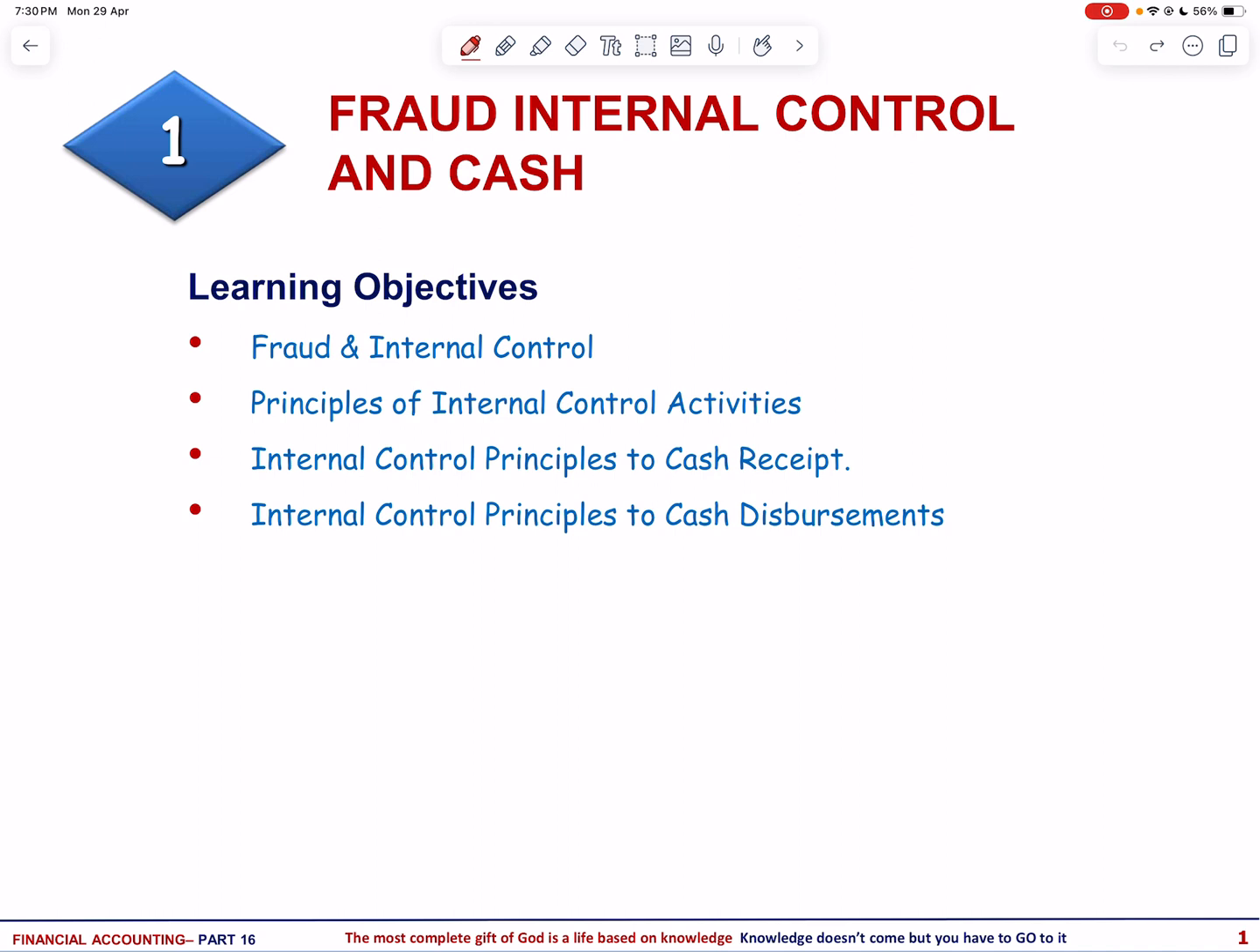In this video, we will define fraud and internal control. We will identify the principles of internal control activities. We will explain the application of internal control principles to cash receipt. And finally, we will explain the applications of internal control principles to cash disbursements.